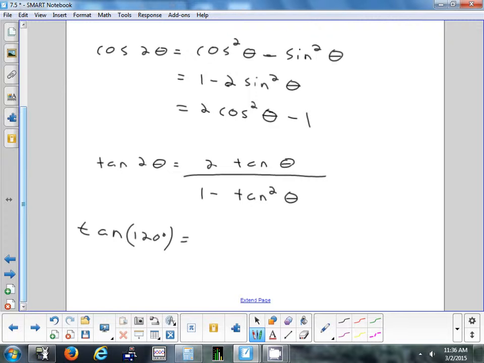So if you're working with an angle, and you don't know that angle, but you happen to know half of it, and you know how to work with that, you could use these kind of formulas. Honestly, though, I don't know why you'd know the tangent of 60, but you don't know 120. Because they're very related. But you could do stuff like that with it.